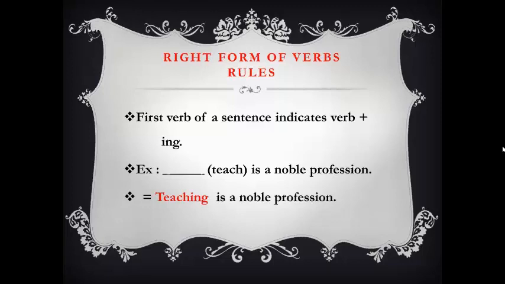First rule: the first verb of a sentence indicates verb plus ing. Example: teach is a noble profession. Do you think what is the answer? Yes, the answer is teaching. This is used at the beginning of a sentence. So the answer is teaching. Let's watch the next slide.